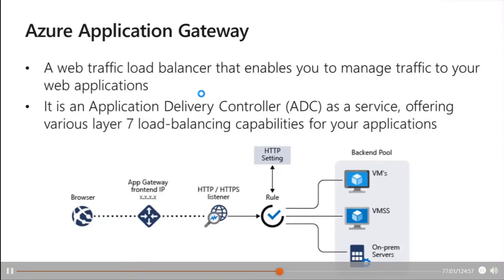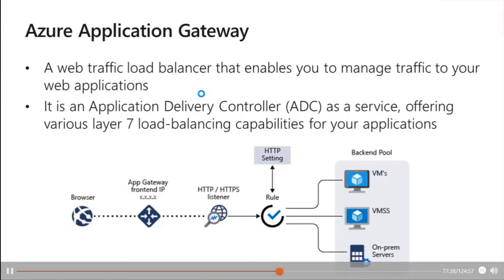It's not only about load balancers in Azure. We also can do application gateways, which is a load balancer, but it's what we call an application delivery controller as a service that offers layer 7 load balancing capabilities. It has a different way of working from a traditional load balancer because, like I said, this is a layer 7 load balancer. The traditional load balancers are layer 4. So this is protocol specific. In our case here, we're talking about HTTP, HTTPS protocol.